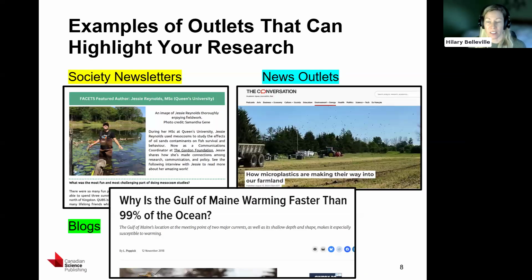So how can you highlight your research? There are lots of options. Societies that you may be a part of will often have a newsletter. This is from an SCAS newsletter, which is an aquatic science society, and it features a FACETS paper, author Jesse Reynolds, and their recent paper.